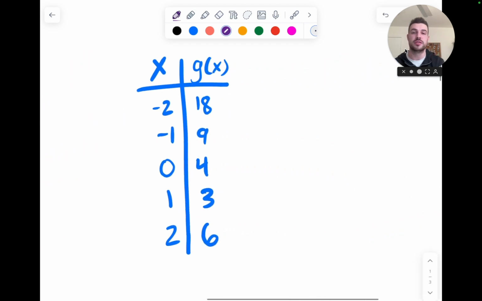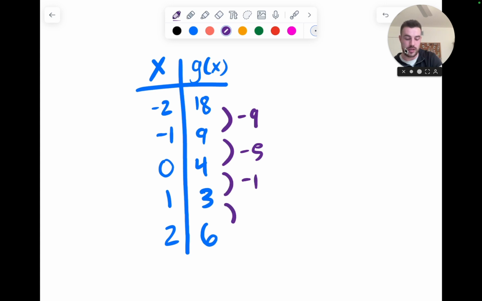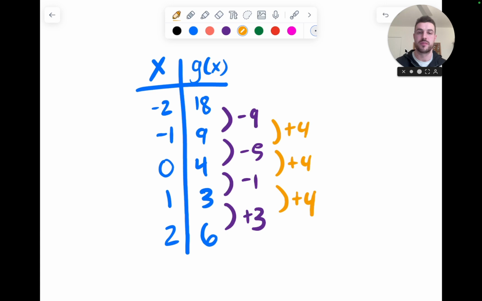Now, we've got new situations like this where usually the same thought process takes place, where we look at the difference. I'm subtracting 9, subtracting 5, subtracting 1, and then I am adding 3. Now, this is where most students stop. We say, okay, well, it's not linear. I don't really know how to go any further. But if you look at these values, you might notice another pattern. What's happening between these numbers, -9, -5, -1, and 3, is we are adding 4 every time.